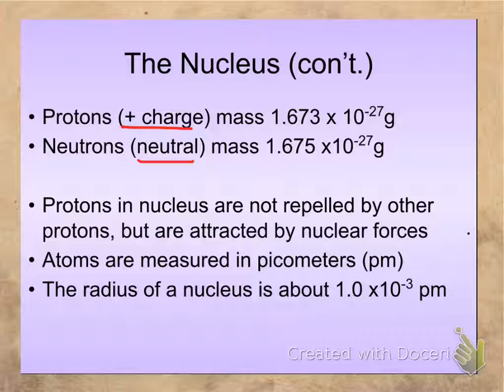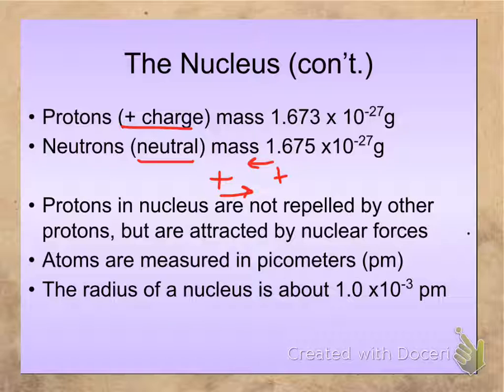So protons in the nucleus aren't repelled by other protons. You would think they would be. Typically, when we have two things with the same charge, they push away from one another. They're repelled. But within the nucleus, there exists something that we call nuclear forces. And they cause the protons in the nucleus to actually be attracted and held together. There are limits, but the nucleus of atoms up to a certain point is generally stable.